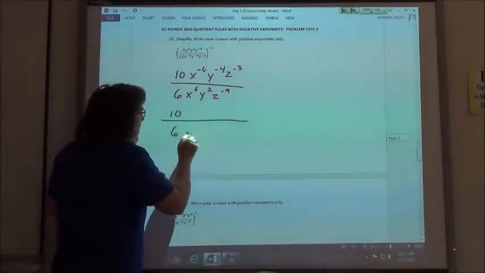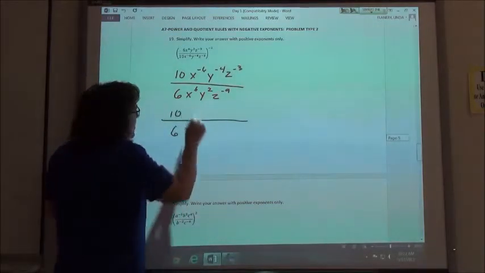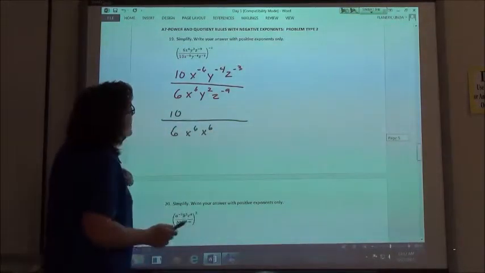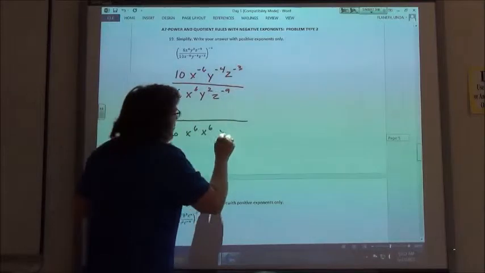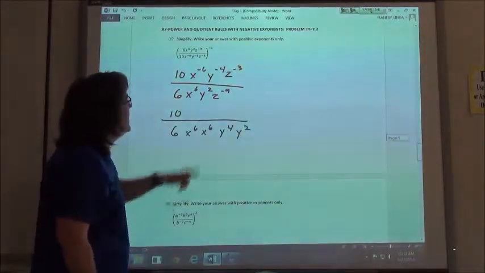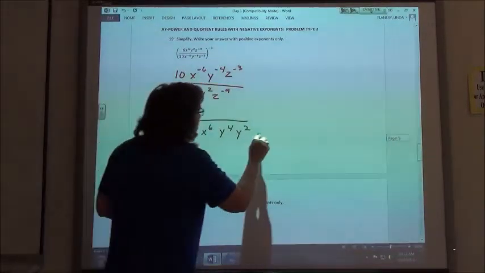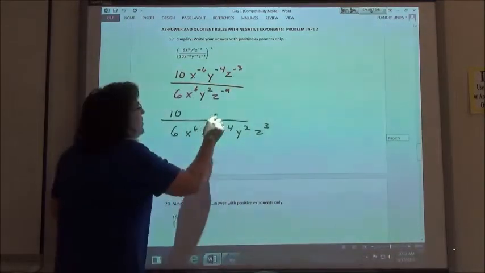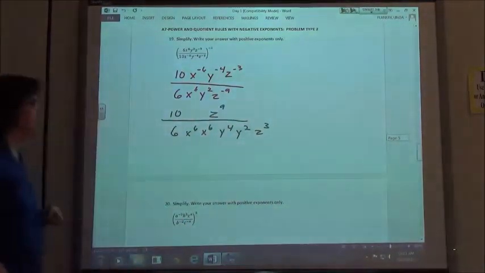I'm going to move that x to the 6th down on the bottom. That x to the 6th is going to stay where it is. I'm going to move the y to the 4th to the bottom. The y squared is going to stay where it is. I'm going to move the z to the 3rd to the bottom. And I'm going to move the z to the 9th to the top.